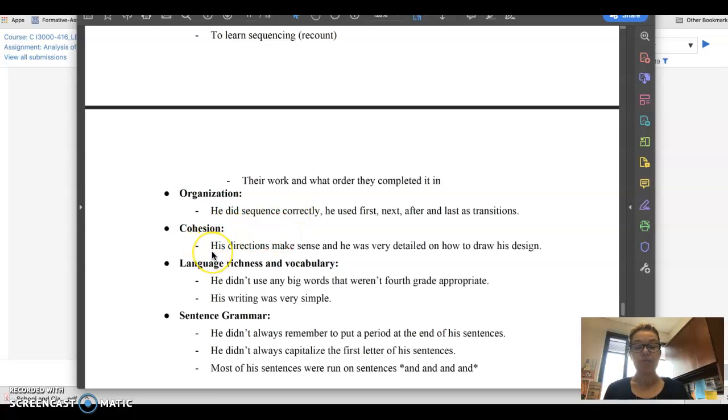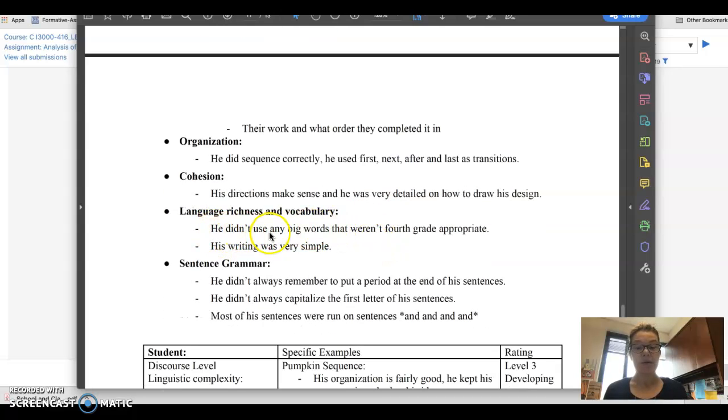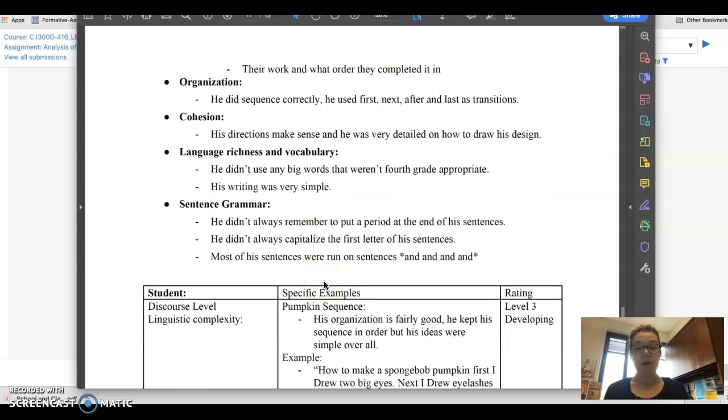Cohesion, here you want to look at how did he make his writing cohesive and give specific examples. So the sentence you have here is not really related to cohesion, or if it is, I can't tell because you don't have good examples there. Same here. He didn't use any big words that weren't fourth grade appropriate. Instead of saying that, maybe say that he used simple vocabulary or tier 1 vocabulary such as ... give examples.